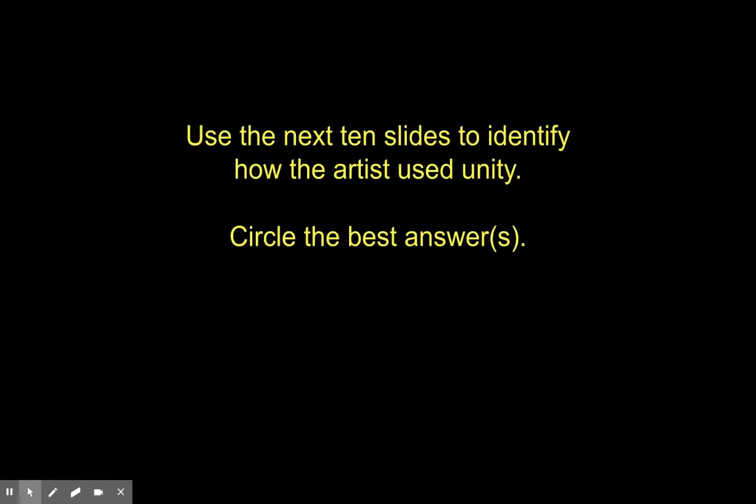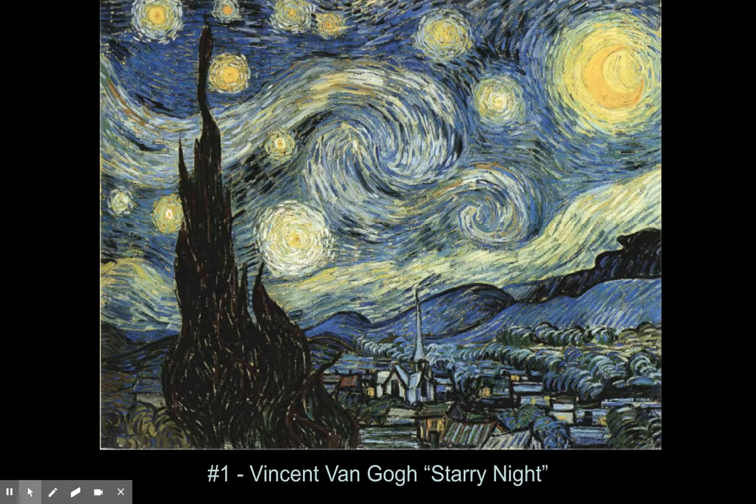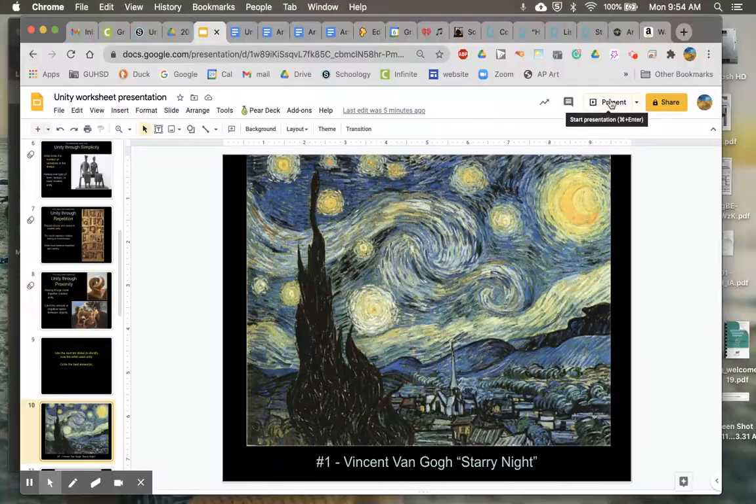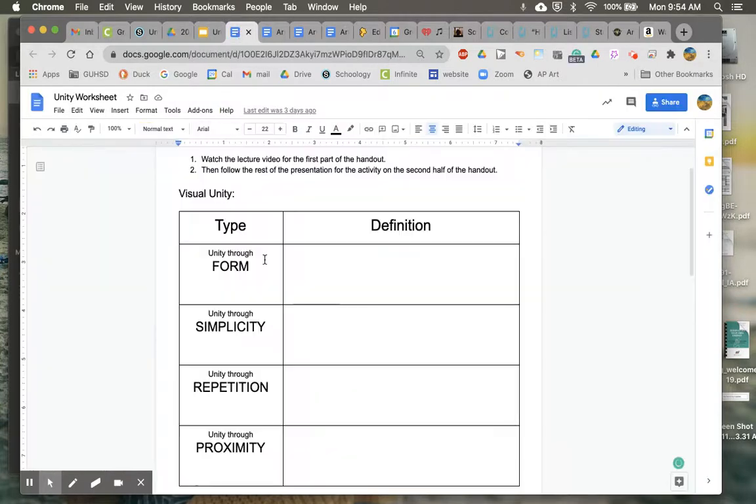Okay, so what you're going to do is you're going to take a look at the next 10 slides, and you're going to use page 2 of your handout. And what you're going to do is you're going to take a look at the piece, and then you are going to choose which type of unity works best for that piece.